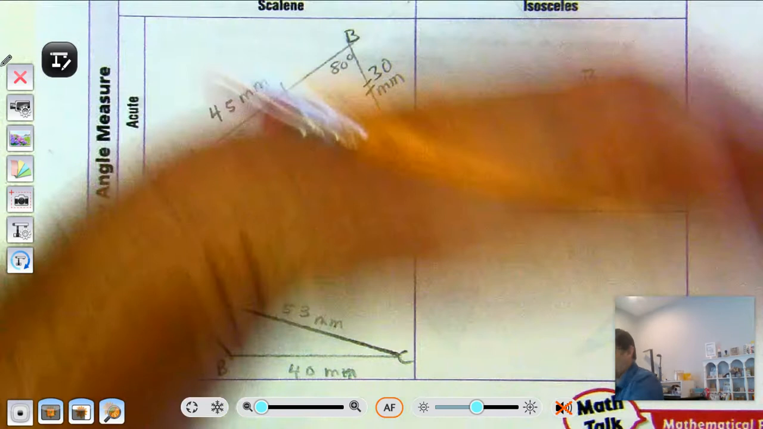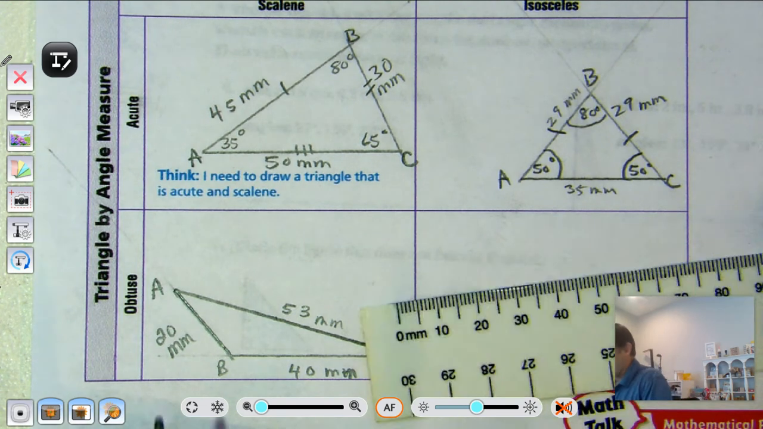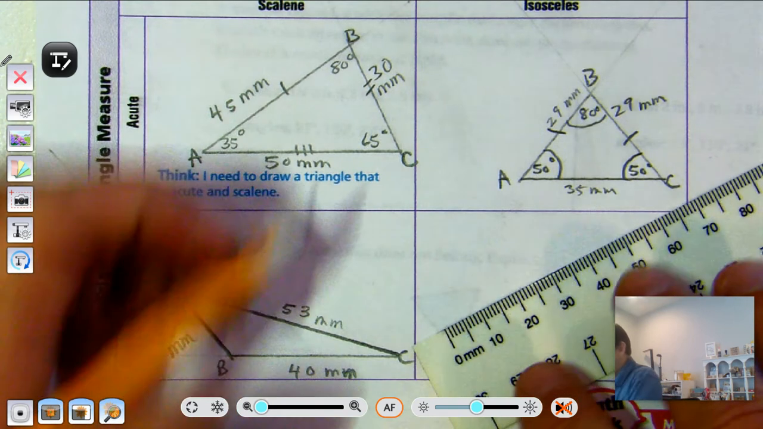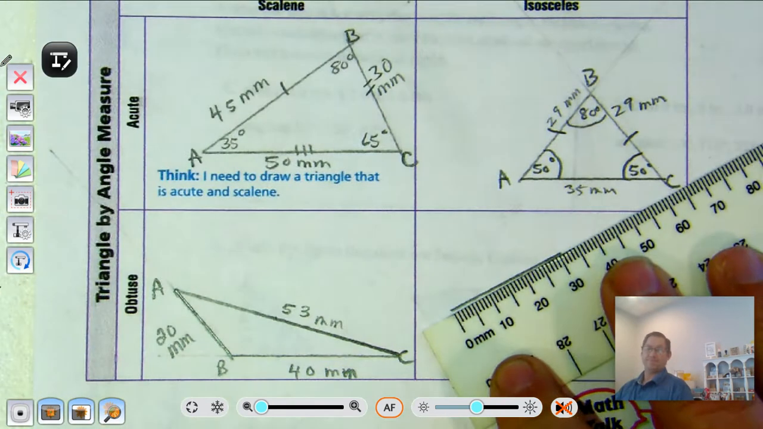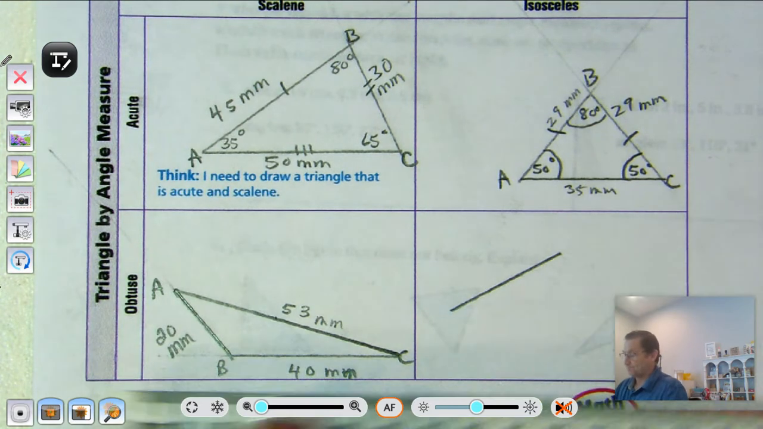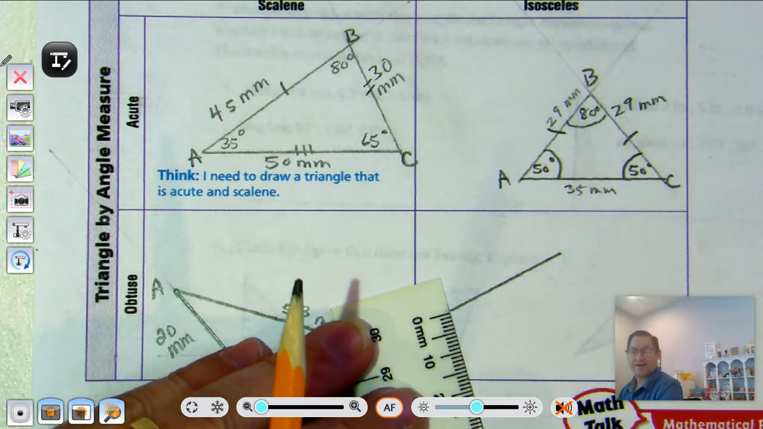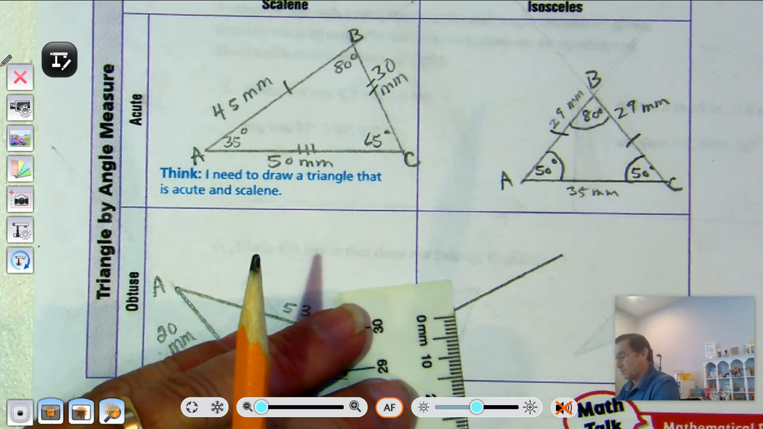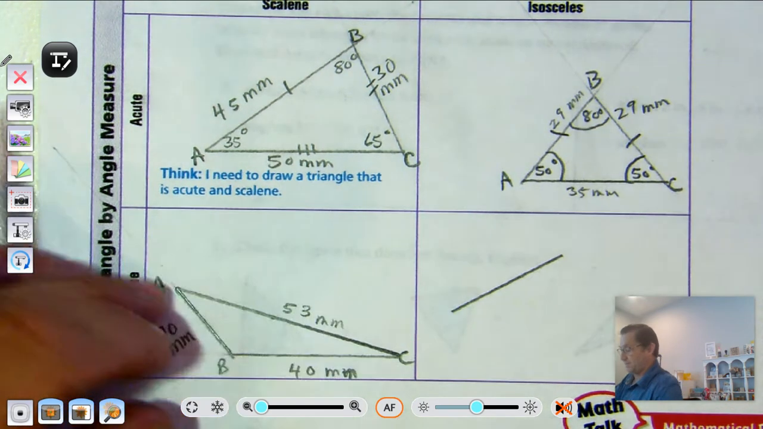And finally, we're going to draw an isosceles obtuse triangle. Okay, so that one, let's see, I'm going to make it 30 degrees that way. 30 millimeters that way. And I want an angle that's going to be greater than 90 degrees. I'm just going to make it also 30 millimeters.